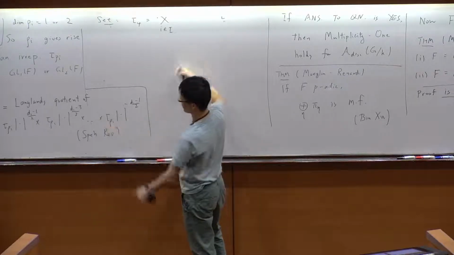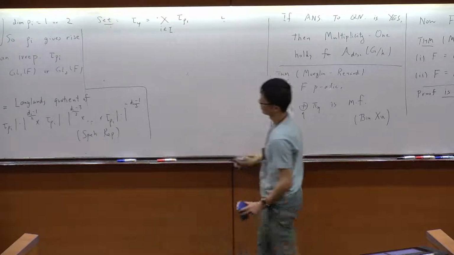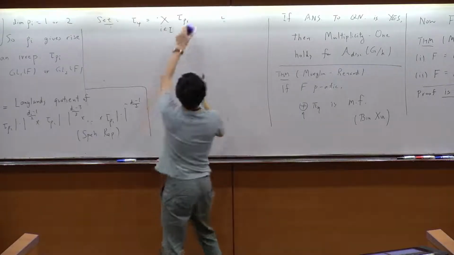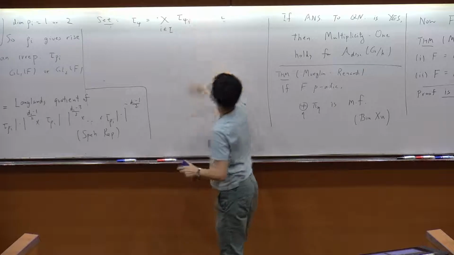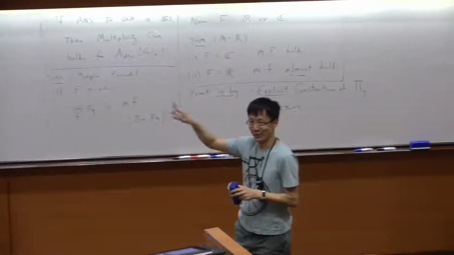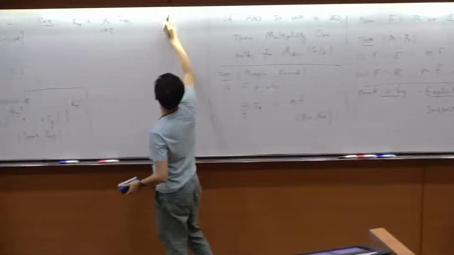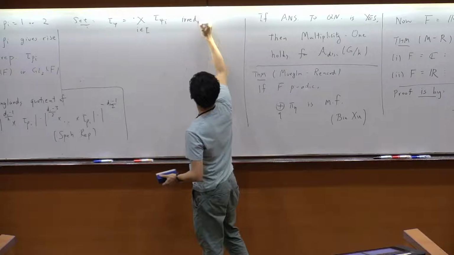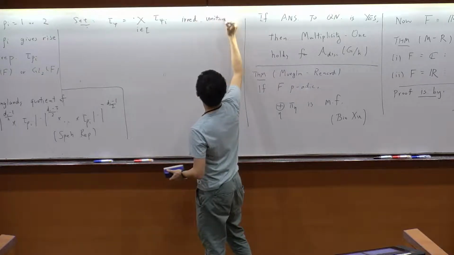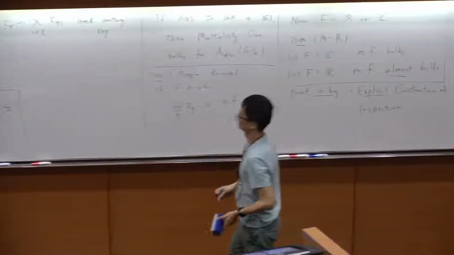Then you take all these as i varies, and you do parabolic induction. That's what this product notation means, parabolic induction. This is an irreducible unitary representation. So you get that.